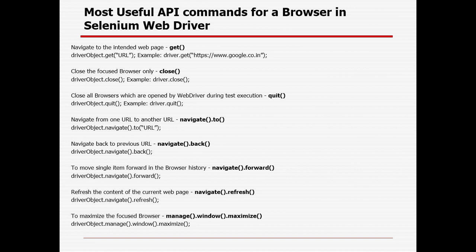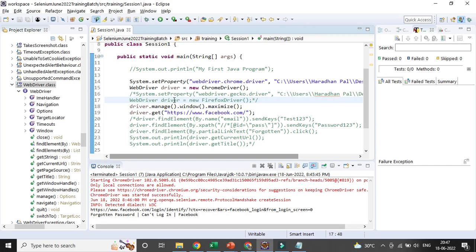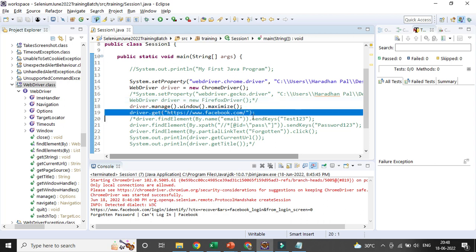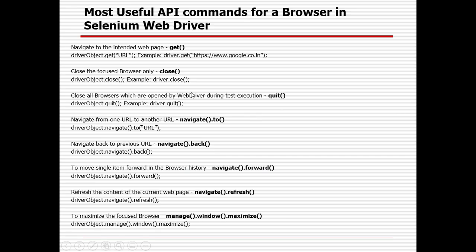Then the most useful API commands for a browser in Selenium WebDriver. get you already saw: driver dot get, we are not writing anything new, and you give the string of the URL. Then you already saw maximize, to maximize the focused browser: driver dot manage dot window dot maximize. In case you want to close the browser, you can use close. To quit all the browsers, you can use quit. To navigate from one page to another, you can use navigate to. Again, navigate back, navigate forward, navigate refresh.